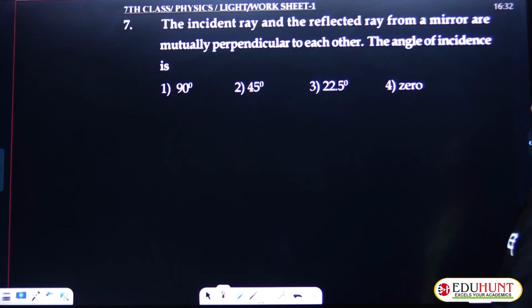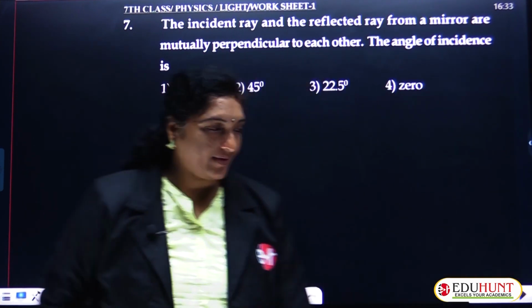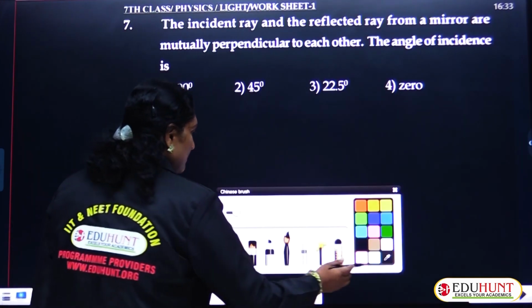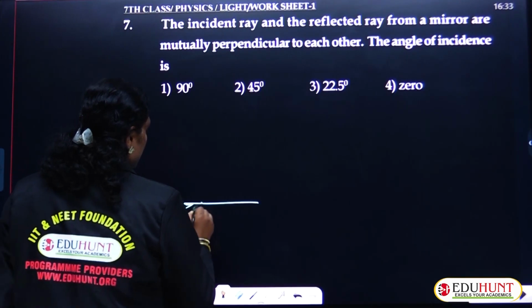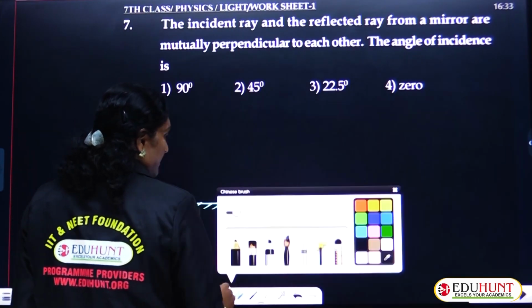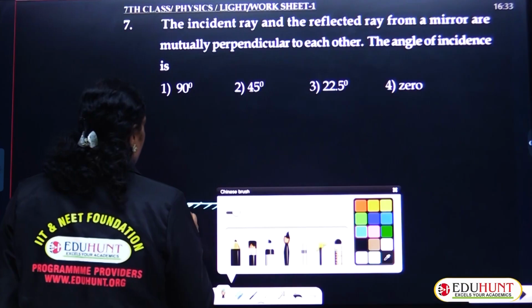Now to the next question, the 7th one. The incident ray and the reflected ray from a mirror are mutually perpendicular to each other. So what is given? You were given two rays. So this is your plane mirror, and here is the normal drawn to the plane mirror.